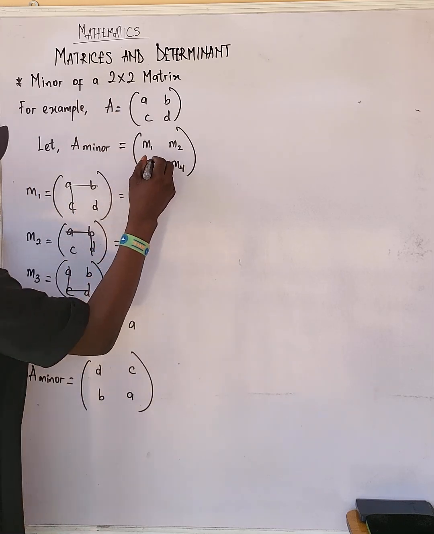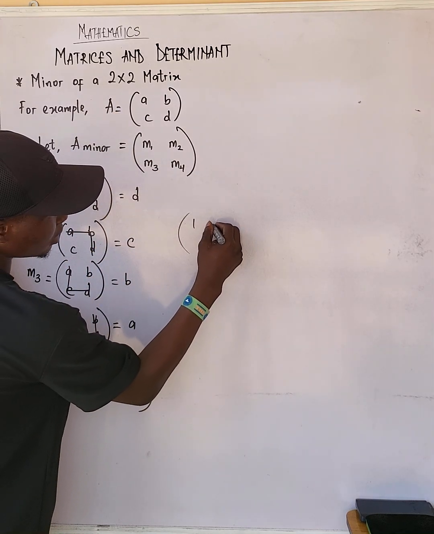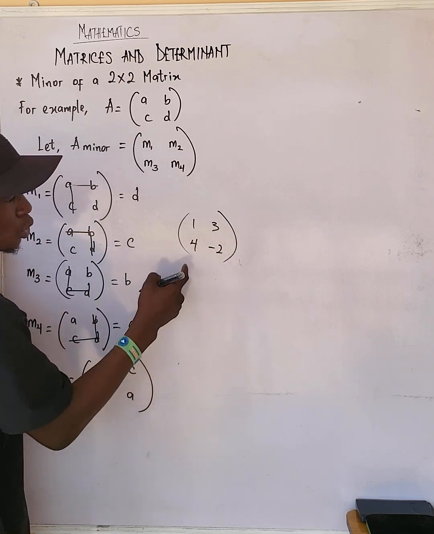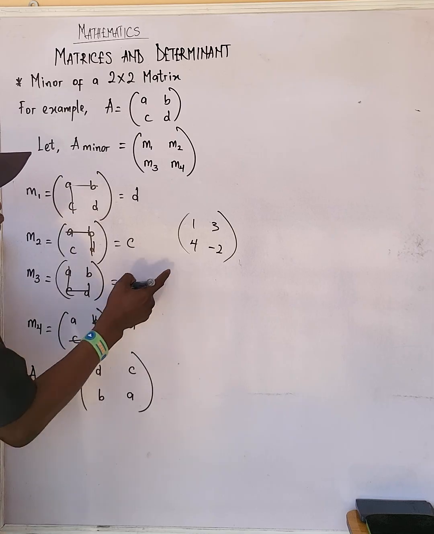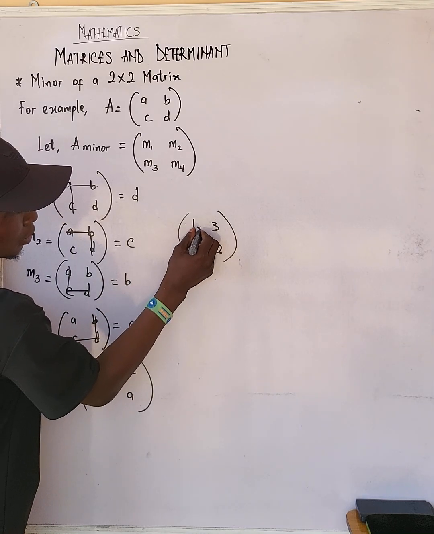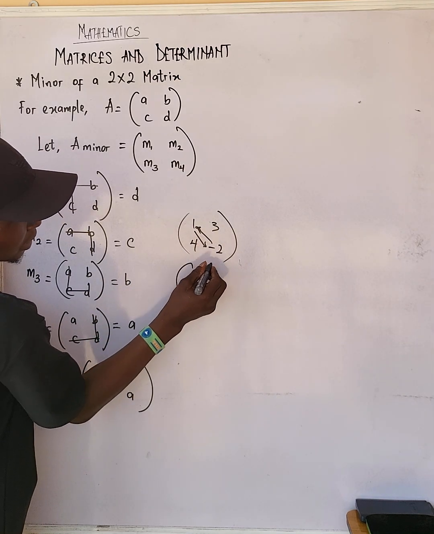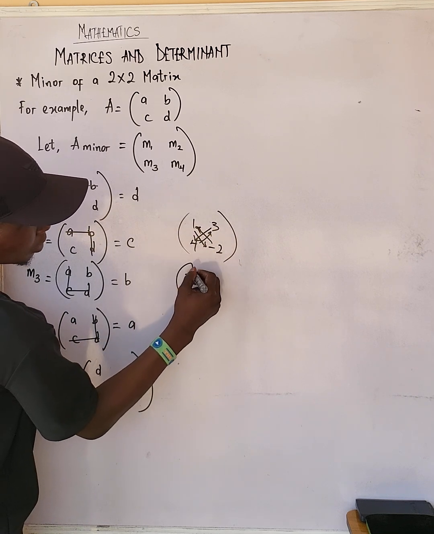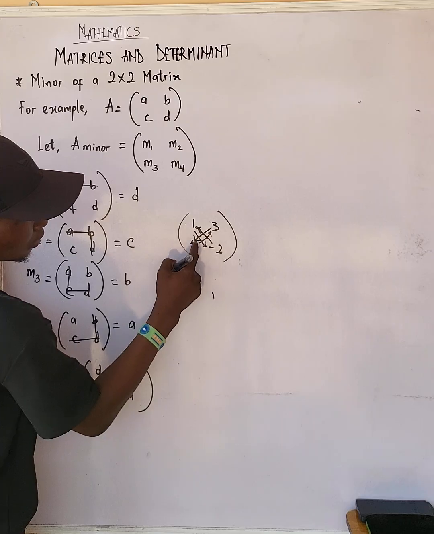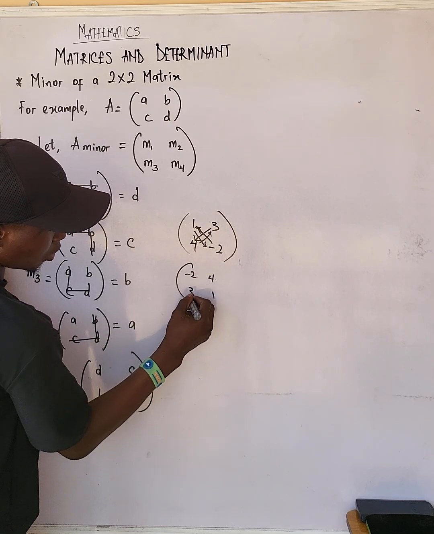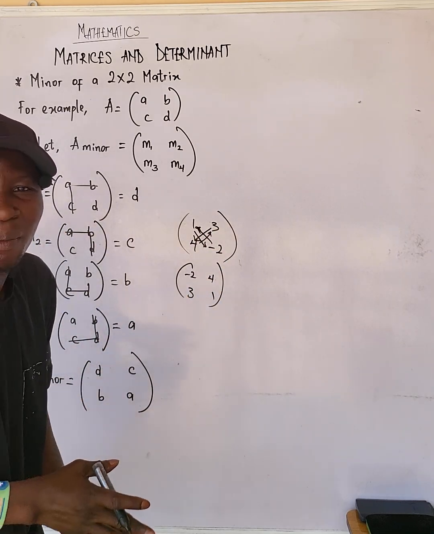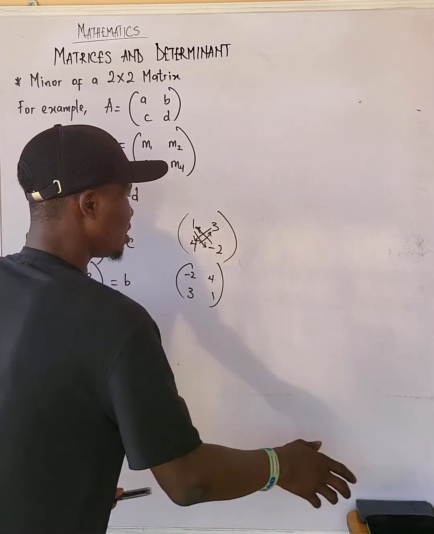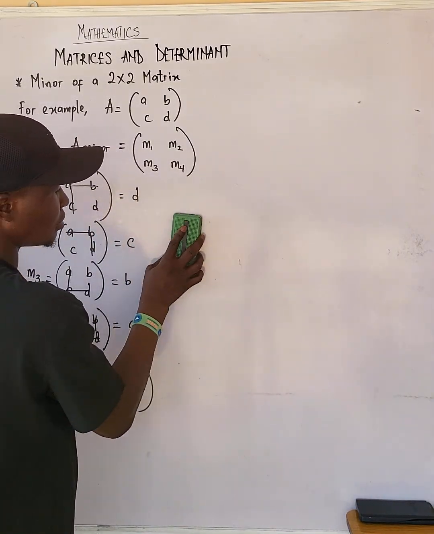Just interchange them. Let's say we're given 1, 3, 4, minus 2, and you're told to look for the minor of this matrix. What do you do? This goes up, this comes down, right? So minus 2 will go up, 1 will come down, 4 will go up, 3 will come down, and you have done the minor. So that's how the minor of a 2 by 2 matrix is. Do you get? It's very, very simple. So please don't forget.